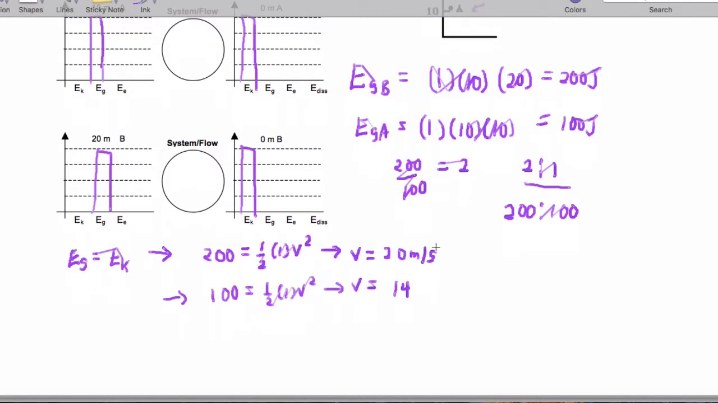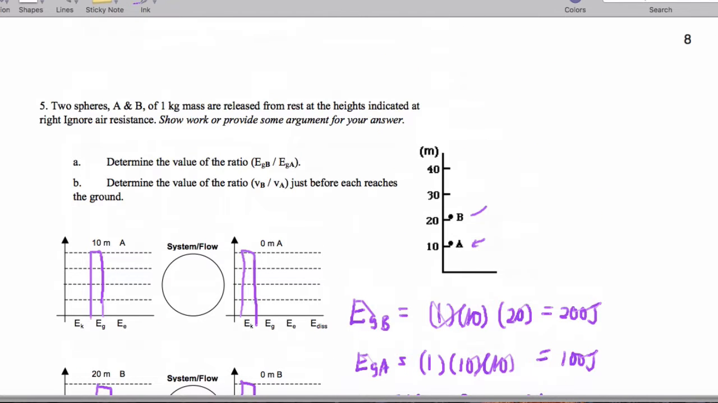Now, for those of you that really like math, you can show that the ratio of the speeds VB to VA is the square root of 2, but I'm not going to do that. Instead, when we take VB over VA, what you'll end up getting is about 1.4. VB to VA is 1.4. Awesome. So that's problem number 5. Let's take a look at problem number 6.